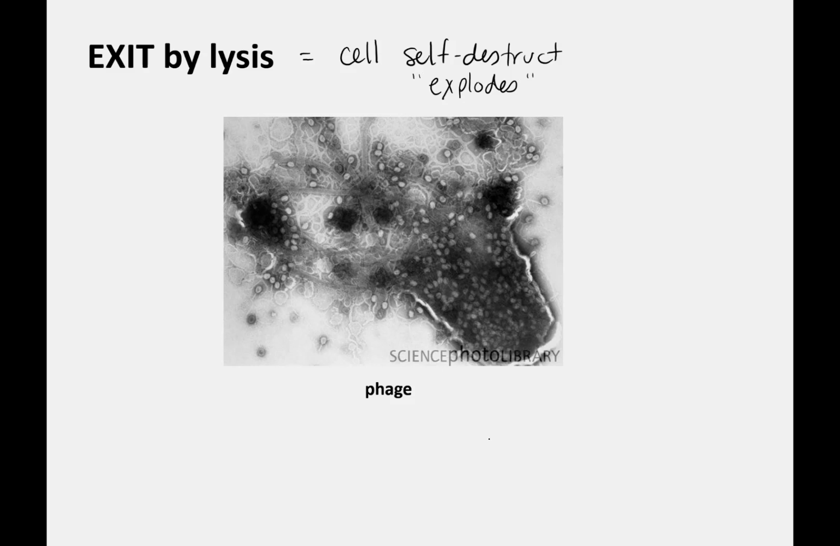So here you can see the outline of a bacteria, and all of these phage particles just bursting out. So you can get a viral burst, just this massive outpouring of viruses.